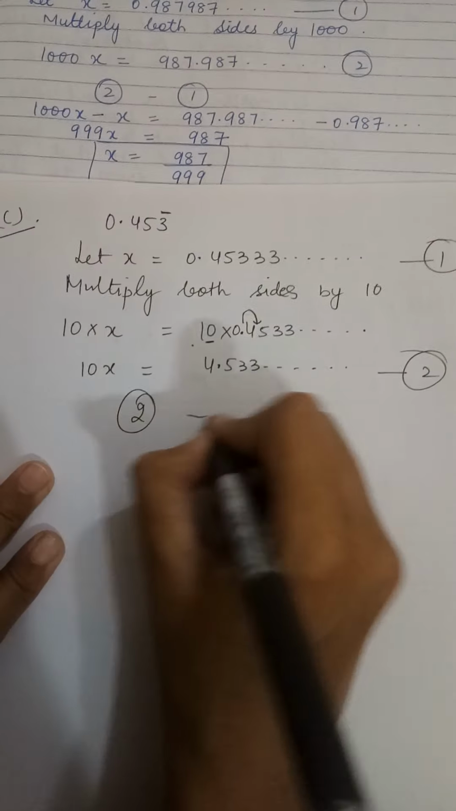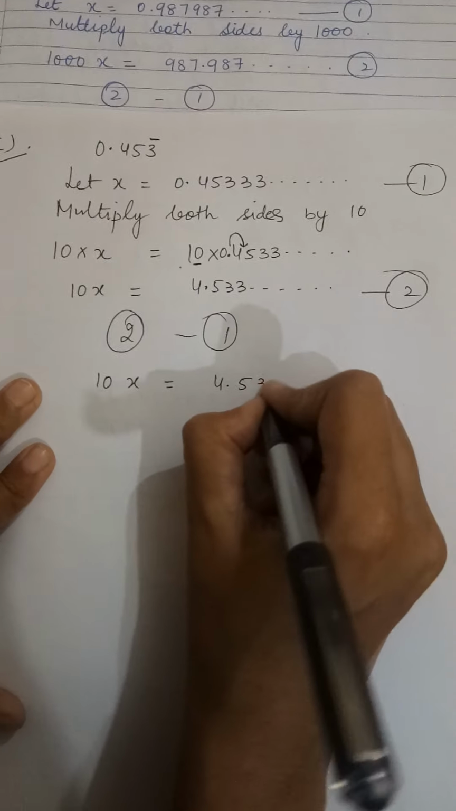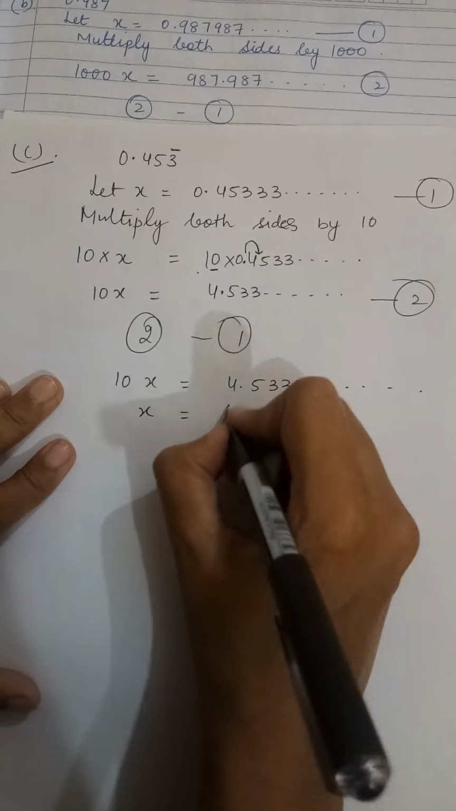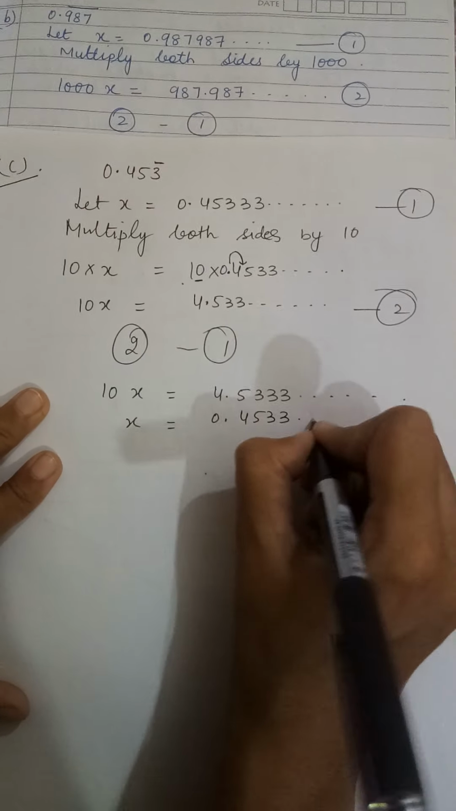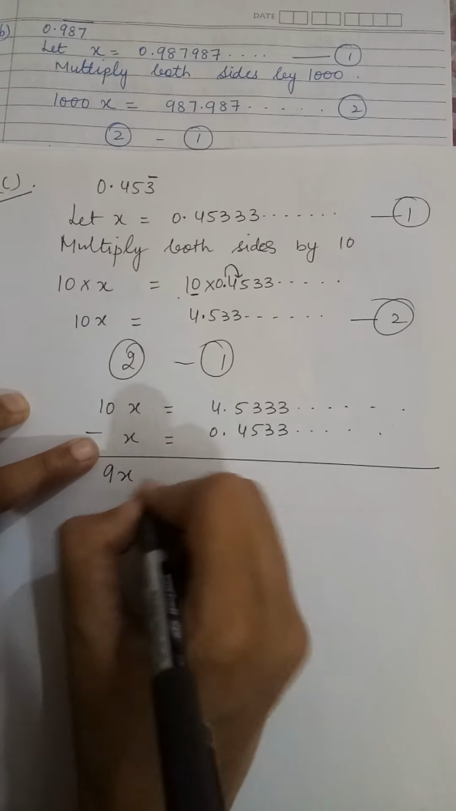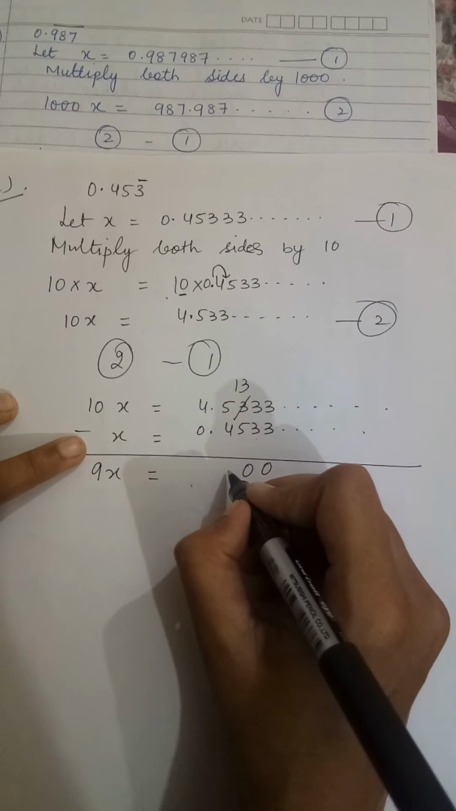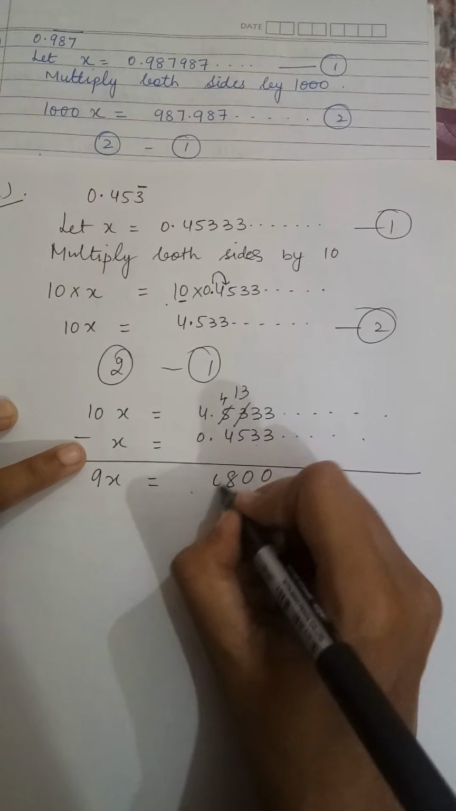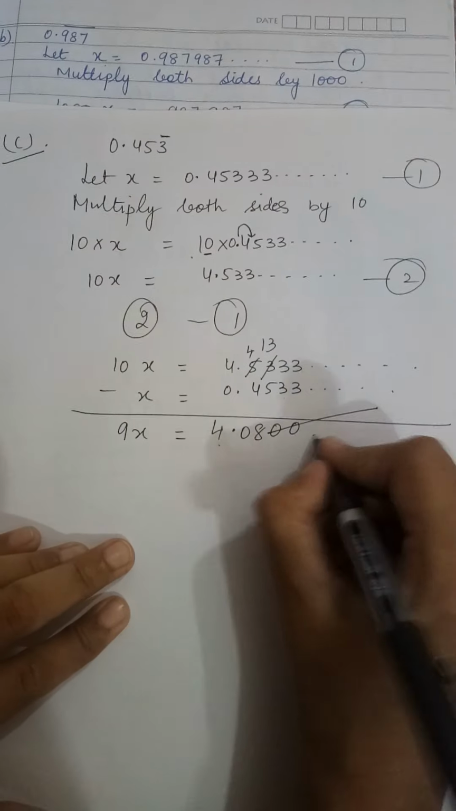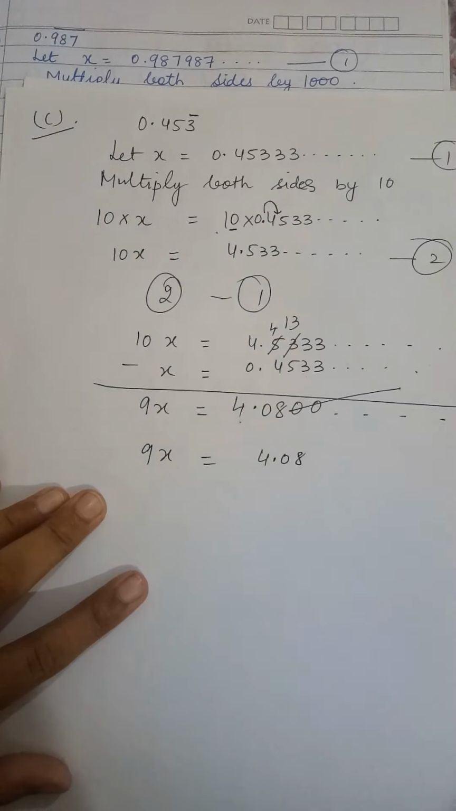Now let us subtract it, 2 minus 1. 10x equals 4.5333 and so on, and the first one is x equals 0.4533 and so on. Now subtract it. 10x minus x is how much? 9x. 3 minus 3, 0. 3 minus 3, 0. 13 minus 5, 8. 4 minus 4, 0. 0.4. Right? But we do not want these zeros. So 9x equals 4.08.